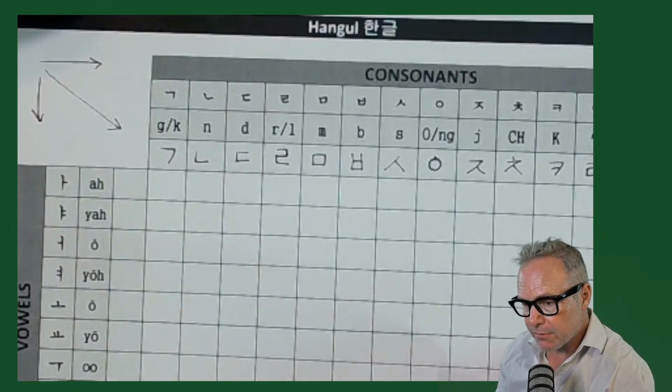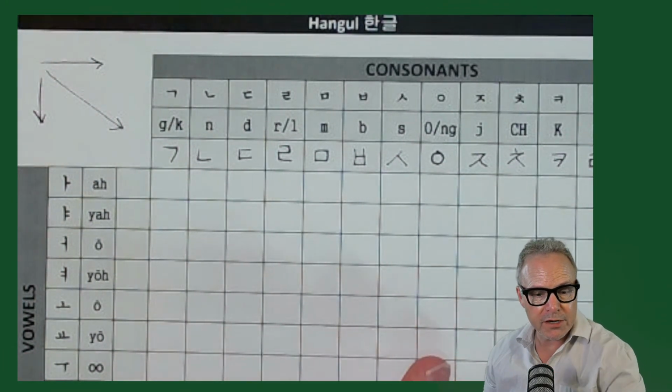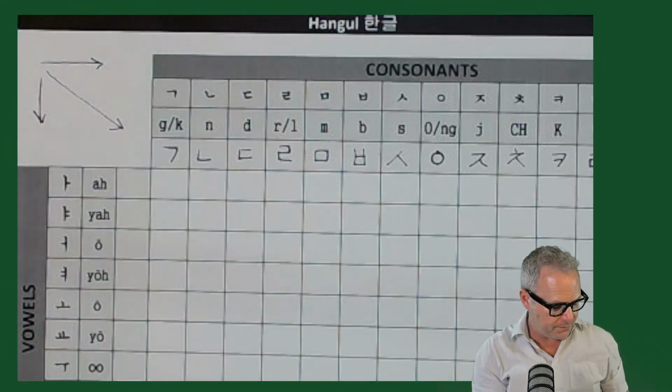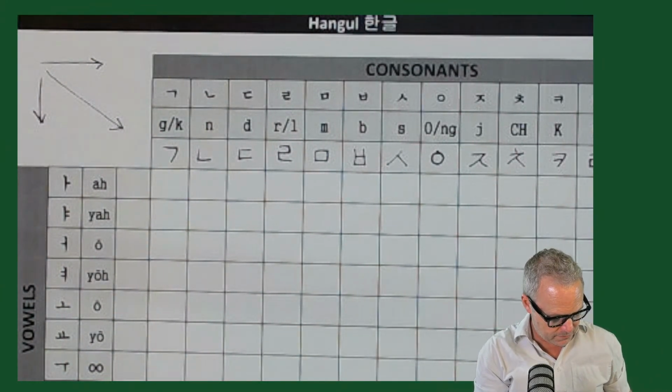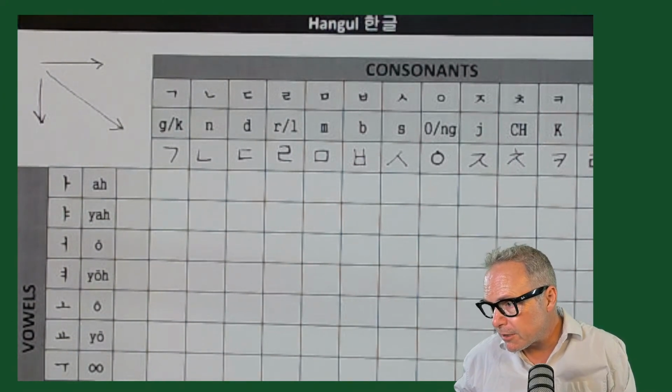Alright, so now we've got all of our consonants written by themselves across the top. Now we need to go down with our vowels. I want to make sure that I'm monitoring the chat here.